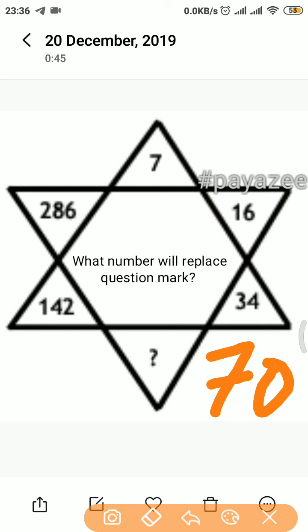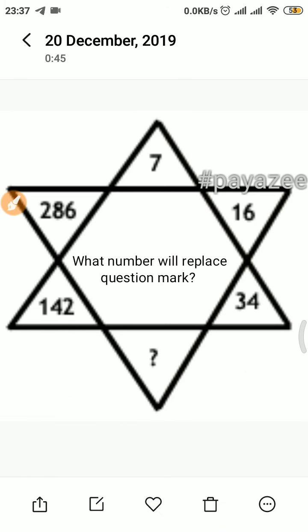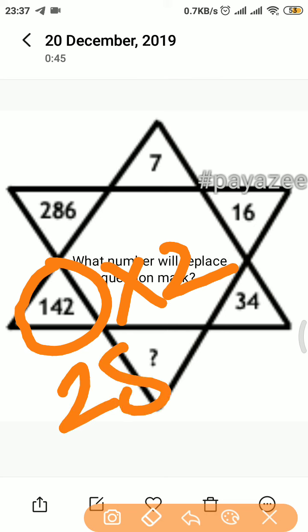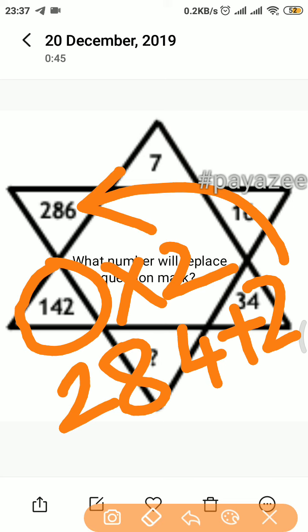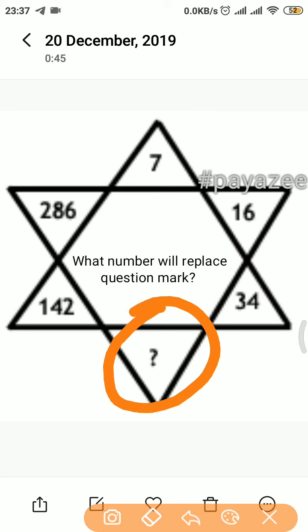Okay, so next is 140. The 70 into 2 is 140, plus 2 is 142. Okay, so it seems 70 is our correct answer. Let's do the next one as well. 142 into 2 is 284, plus 2 is 286. So the question mark number is 70.